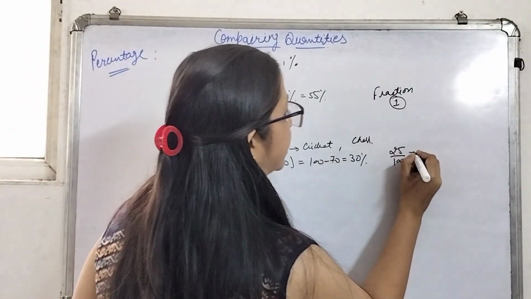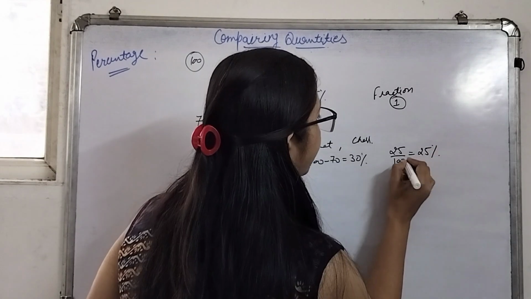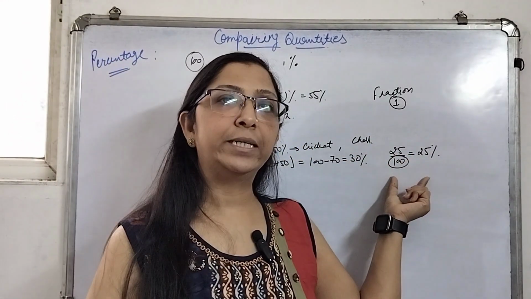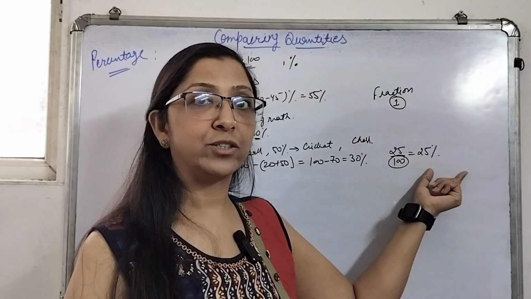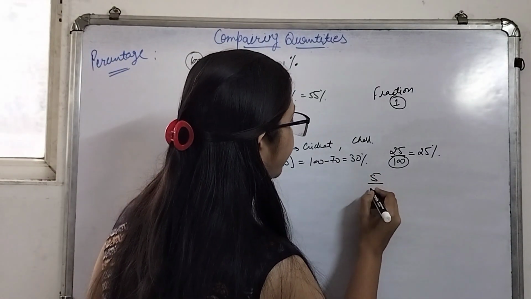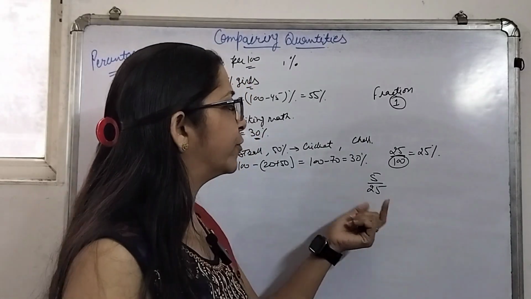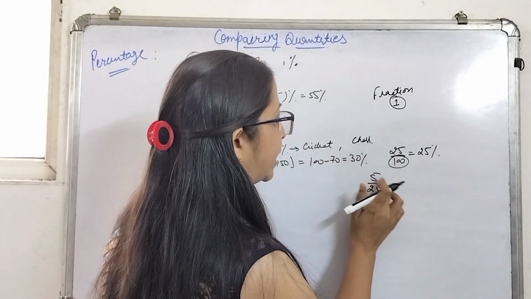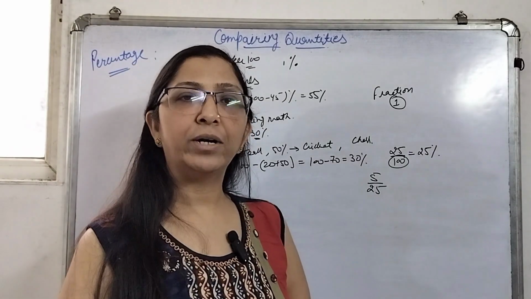That simply means it is your 25%, because the denominator is 100. So any fraction with the denominator 100 is your percentage. So if I say it is 5 upon 25, or we can say 1 upon 5 also. If it is 5 upon 25, we can convert this 25 in terms of 100 also.